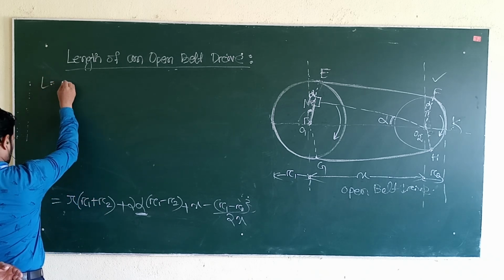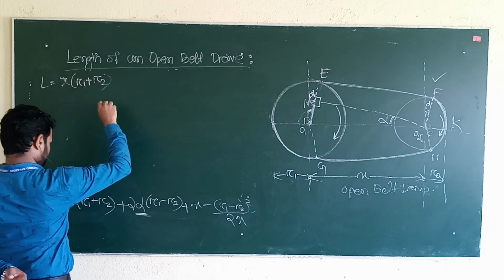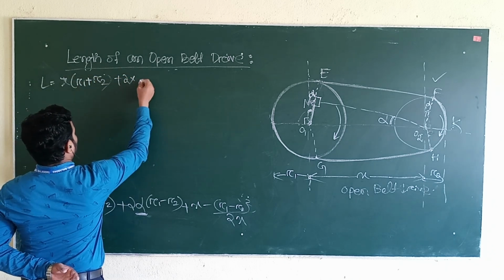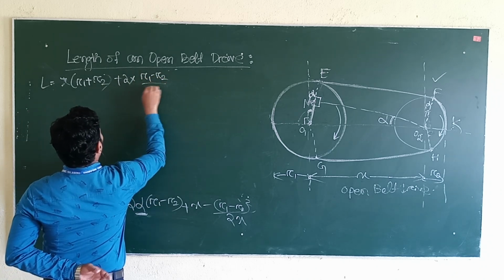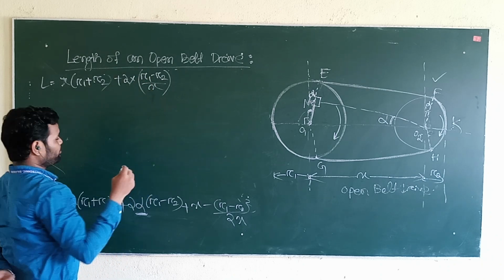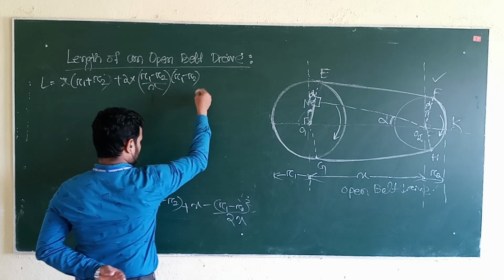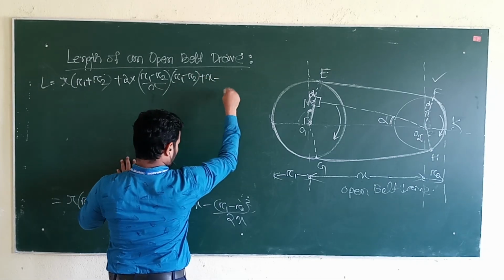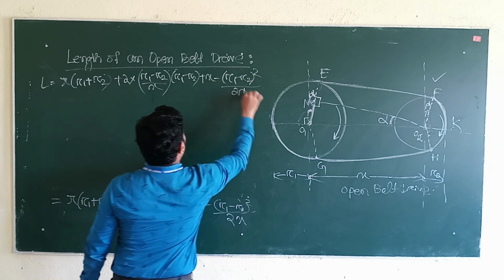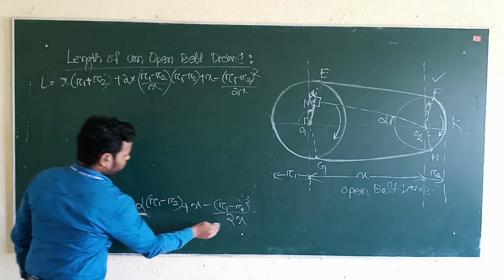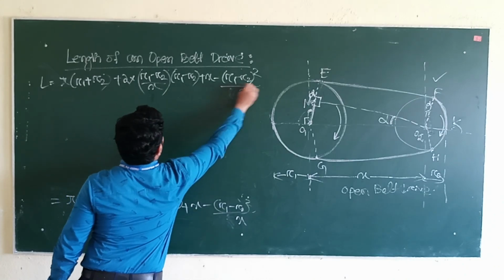So capital L equal to pi R1 plus R2 plus 2 into, in place of alpha, we can write R1 minus R2 by x. We have already studied this in the previous class. So the remaining part R1 minus R2 plus x minus R1 minus R2 square by 2x. When we multiply 2, these 2x will be cancelled out. The remaining part is your x.